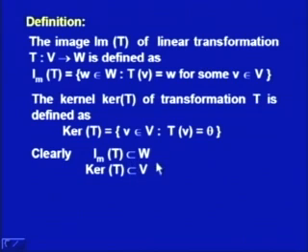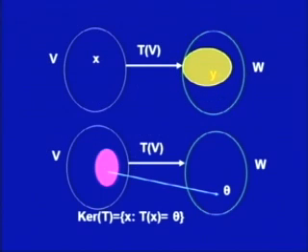Clearly, image T is a subset of W and kernel T is a subset of V. In fact, we will prove that image T is a subspace of W, W being the vector space, and kernel T is a subspace of V. Now, let us show it pictorially. We have two vector spaces V and W, X belongs to V, and under this transformation T, this vector X will go to Y. Now, this is the image set which consists of all Y's which have some point X in the set V. So, Y is an image of X. All these Y's make up the range or image set which is contained in W.